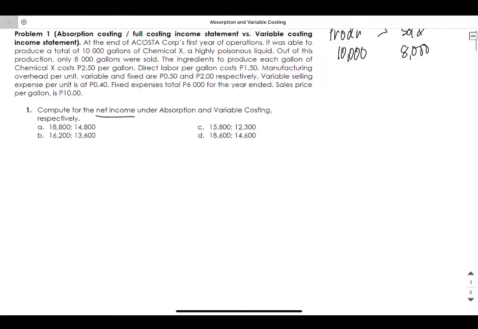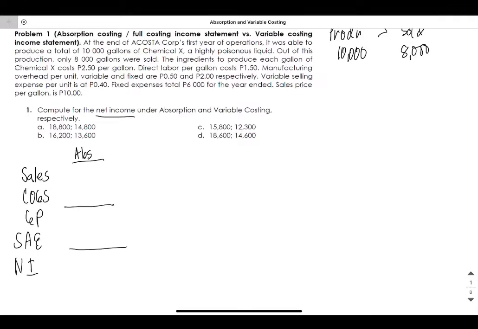So absorption costing is presented using the traditional format. Okay, so you have learned this in your financial accounting. So we have sales less cost of goods sold, and then you have the gross profit less selling and administrative expenses. Then you have your net income or operating income. So how do we compute for sales?